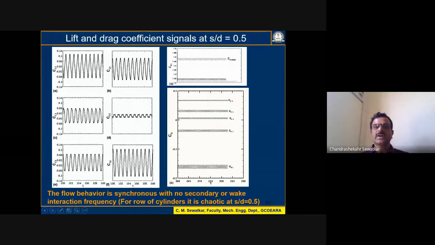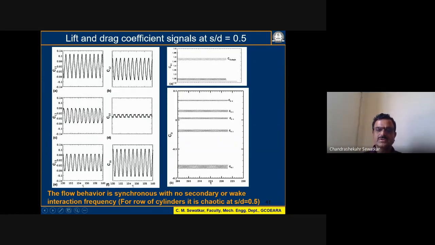But if you look at the results for drag coefficient also, this is CD1, and we have seen for six cylinders, CD4, 3, 2, and all other cylinders. You can see the signal is sinusoidal in nature. So this is synchronous in nature essentially. So flow behavior is synchronous at S by D equal to 0.5. On the contrary, in case of a row of cylinders at S by D equal to 1 itself, the flow was chaotic. At 0.5, we are bound to get chaotic flow if the cylinders are kept in a row.